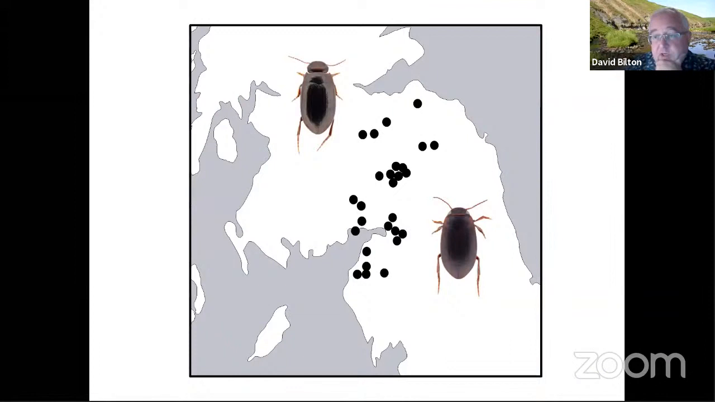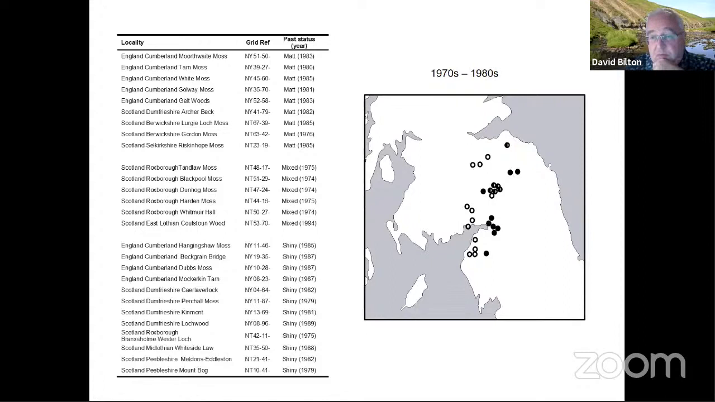So what we did to test this was we examined populations in the transition zone between smooth and rough forms of Hydroporus memnonius. And we looked at these populations, which span the border between England and Scotland. Because in the case of these populations, we had data from the 1970s and 1980s as to the status of these forms. The open circles indicate shining females only. The closed circles indicate matte females only. And the half and half, these few populations in the Scottish borders here, indicate cases where we found a mixture of the two types in the 1970s and 1980s. So we knew that was like the leading edge of the transition zone between them.